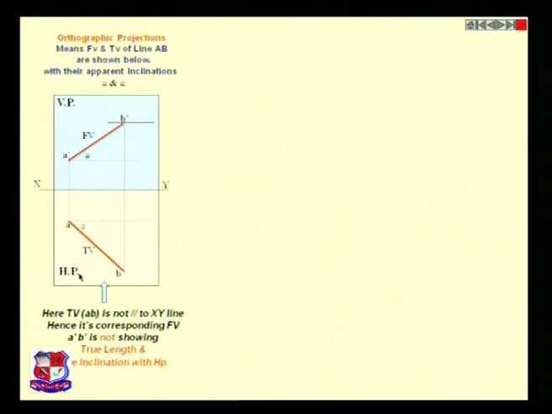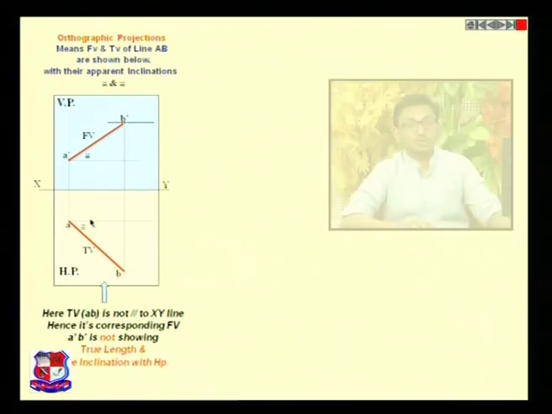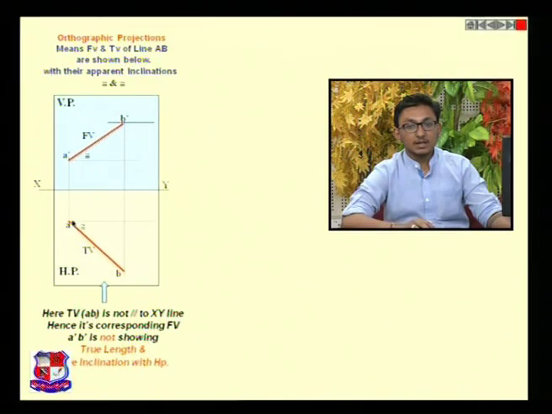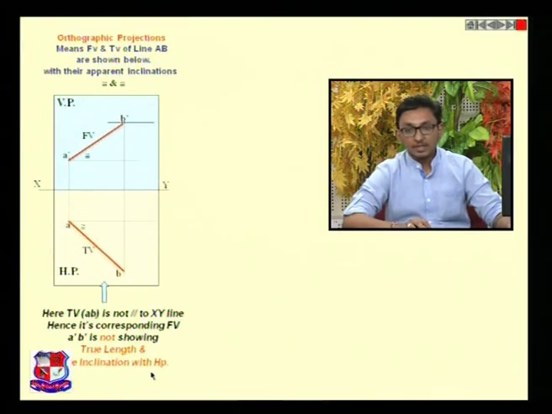Apart from this, you see that here the top view is not parallel to the XY line, so it is not showing the true length and true inclination with the horizontal plane. Since the top view is not parallel to the XY line, we cannot have the true length of this line AB. If we don't have the true length of AB, then we need to find it out. How we can find out the true length of AB, we will see in the further part. Apart from the true length, we cannot have the true inclination. True inclination means the angle with the horizontal plane.